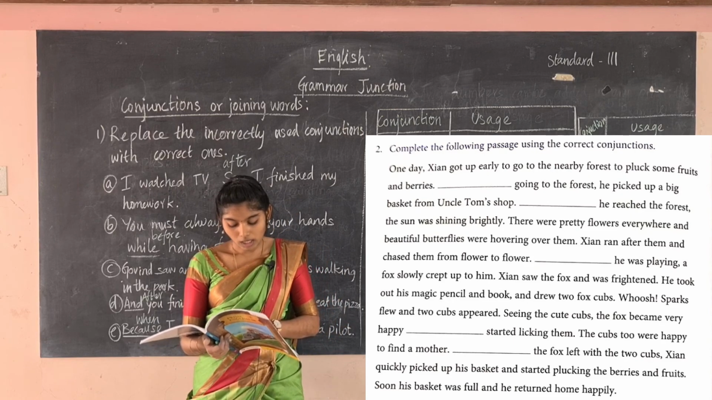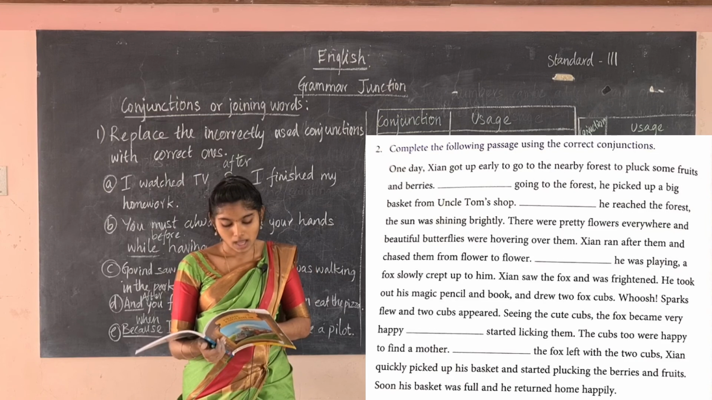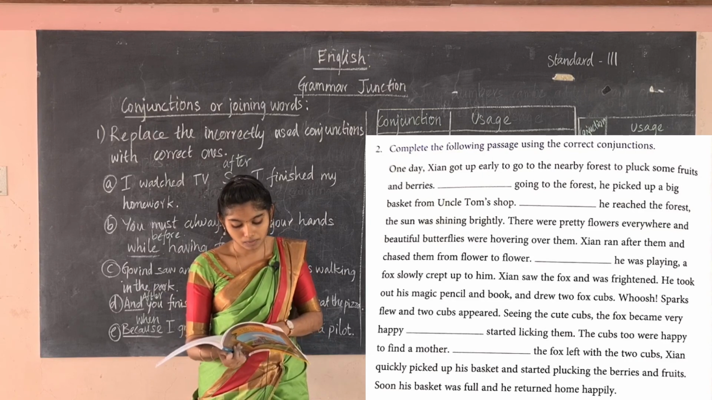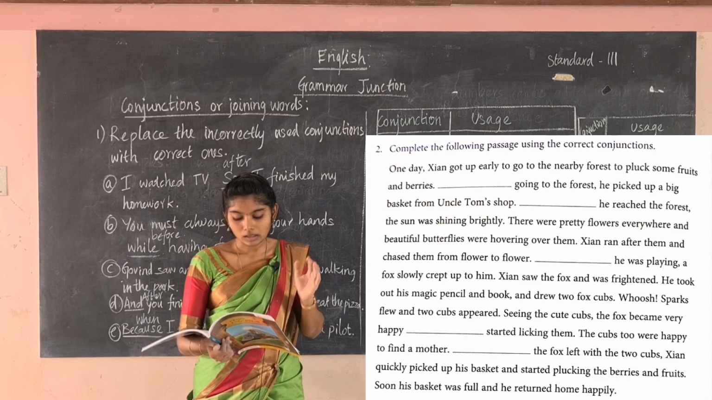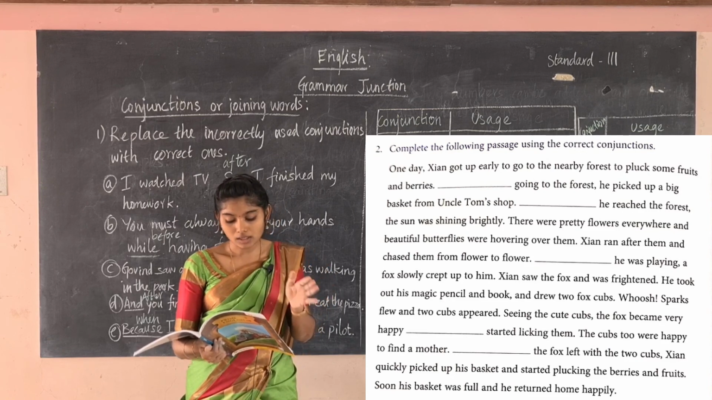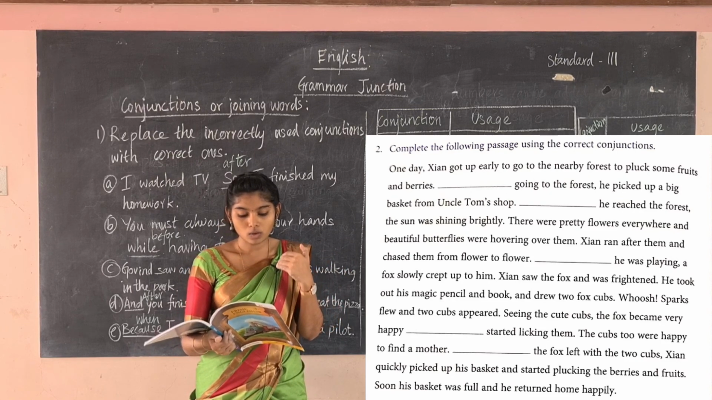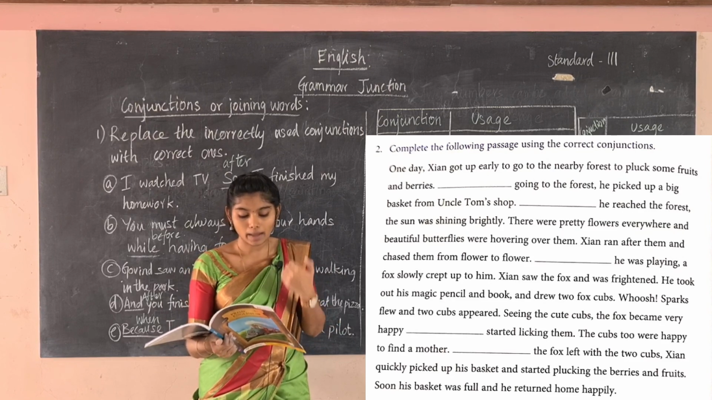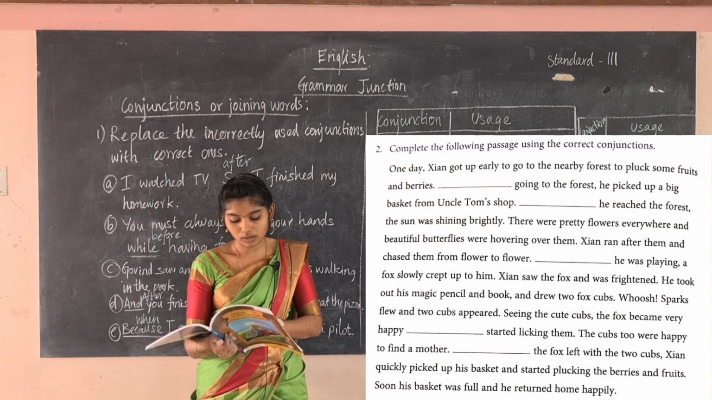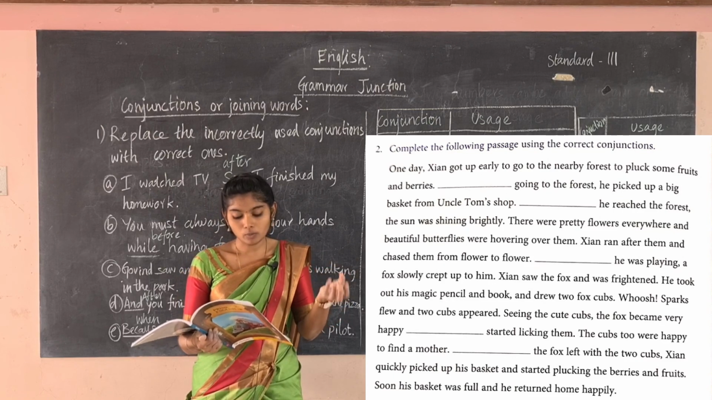The cubs too were happy to find a mother. So the cubs were also very happy to find the fox. And then the fox left with the two cubs. After the fox left with the two cubs, the fox was very happy, and the cubs were also very happy. And after the fox left, Zion quickly picked up his basket and started plucking the berries and fruits.